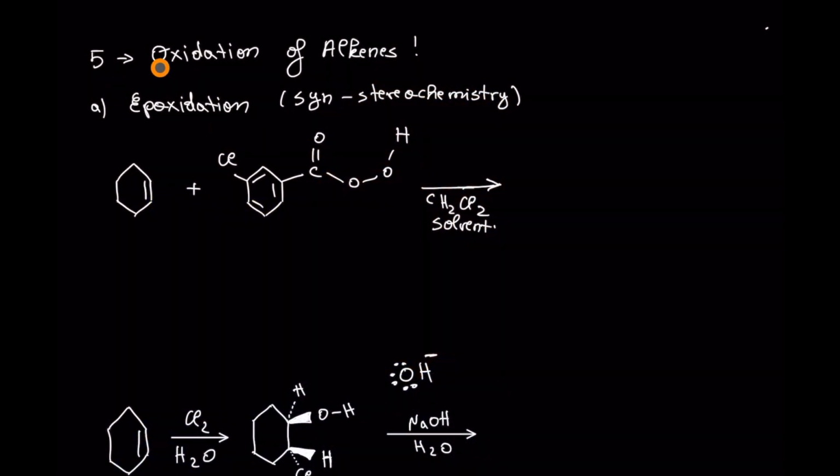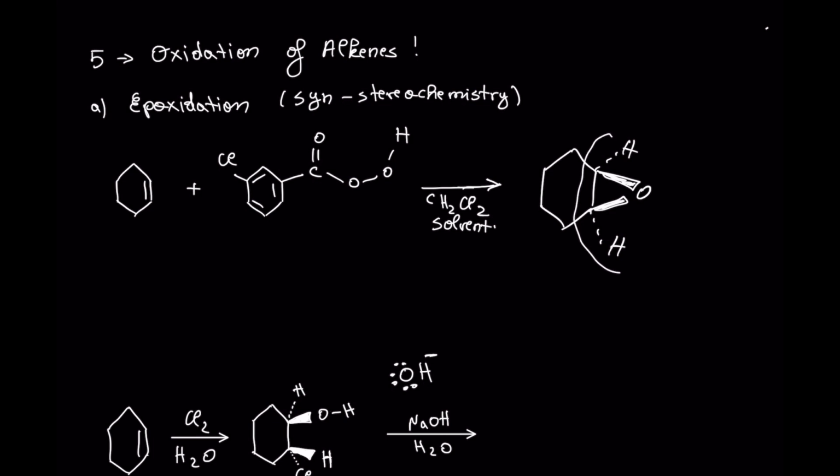Let's move now to the oxidation of alkenes. First one is epoxidation that occurs in syn stereochemistry. Take a look at this cyclohexene. If we treat this with meta-chloroperoxybenzoic acid, this is a specific compound, in dichloromethane solvent, we are going to yield an epoxy product that occurs in syn, that means on the same side.